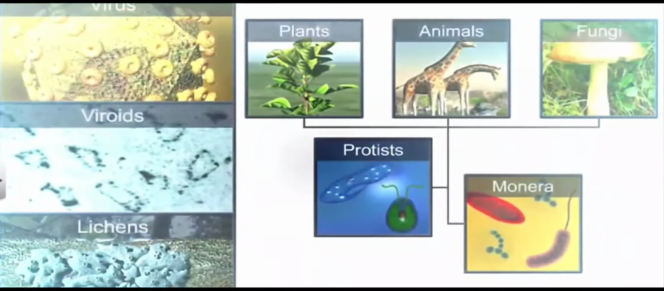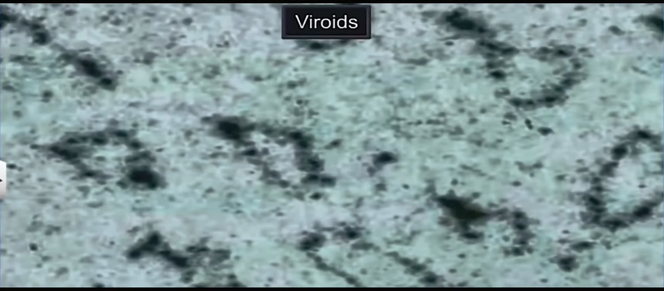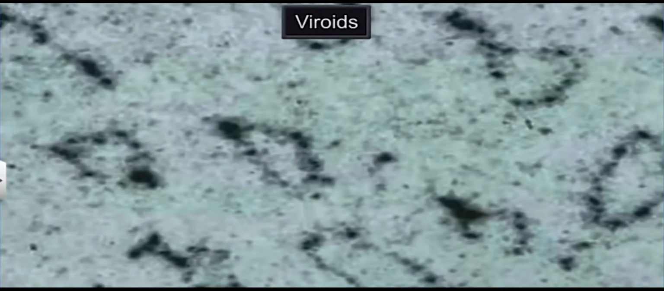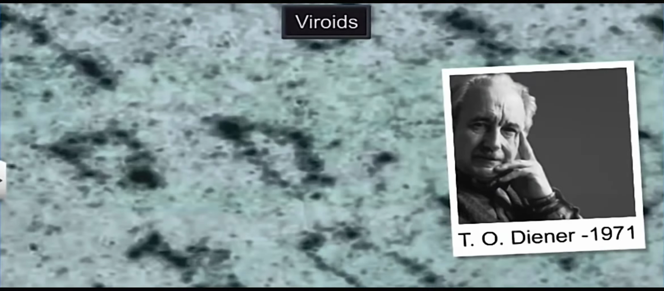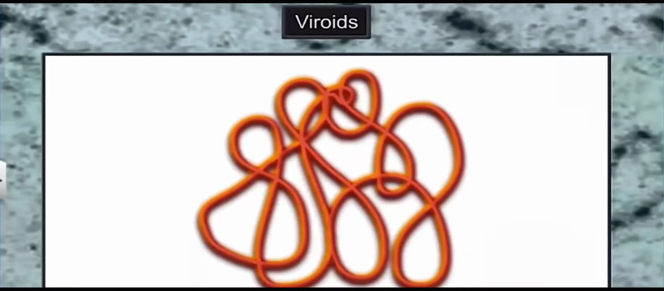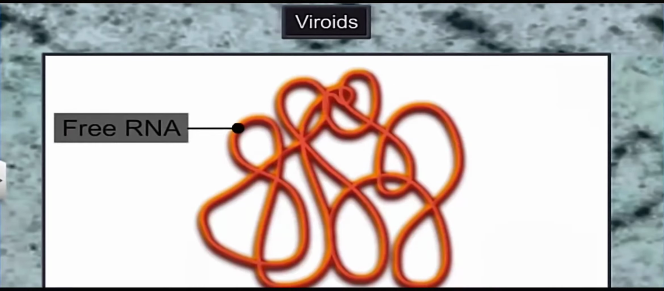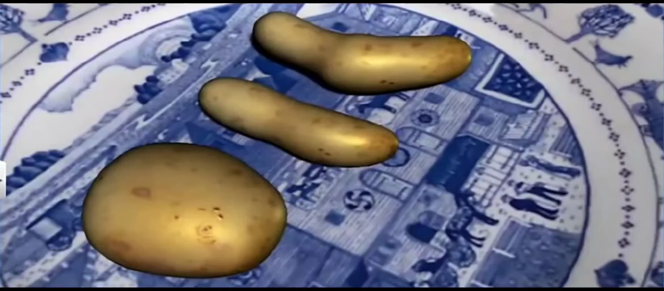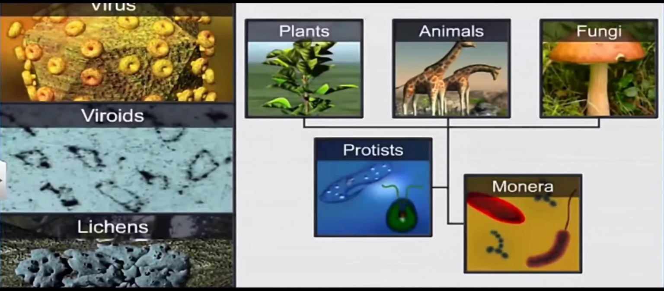After viruses, we will study viroids. Viroids are even smaller than viruses. They do not have any protein covering. They have only genetic material. They were identified by T.O. Diener in 1971. He observed that these infectious organisms have only low molecular weight RNA without any protein covering. They are responsible for diseases. You can see there is only free RNA without any protein covering. They are mainly responsible for plant diseases like potato spindle tuber disease.